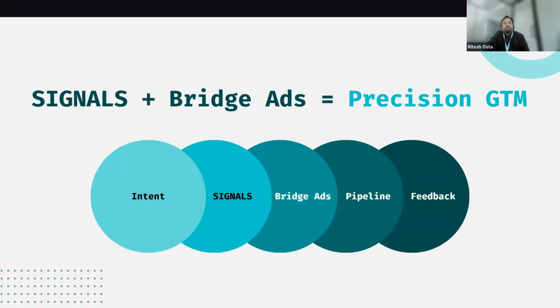All right, so I think we explained this. I hope this session was useful for you. Intent, signal, bridge, and pipeline feedback. That's the journey you've got to make in your GTM, and it starts with intent, but the core of it is the data layer. How well you are organizing the data, how well your data pipeline is working, how well you are optimizing the data is super important, right?